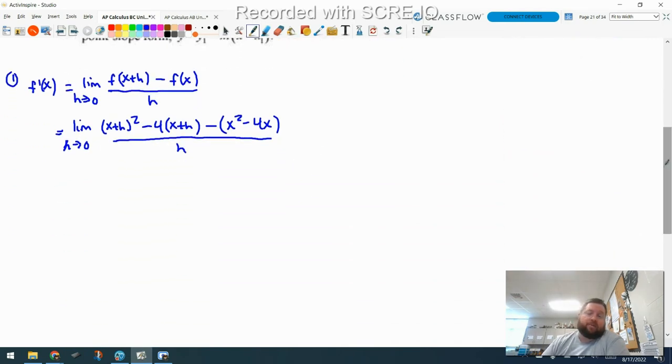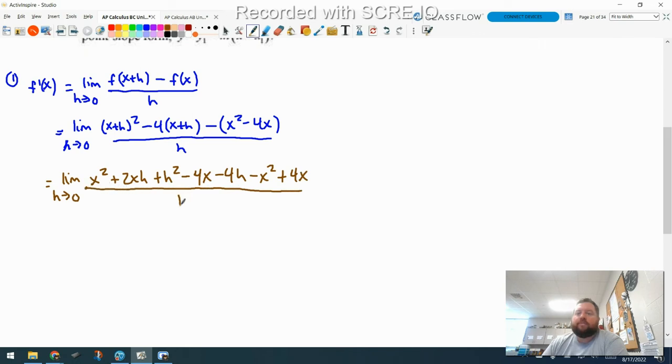All right, calculus part's over. Now we're just doing a bunch of algebra until we figure out what the answer is. All right, so limit as h approaches 0. So multiply that out, x squared plus 2xh plus h squared. Distribute, minus 4x minus 4h. Distribute, minus x squared plus 4x.